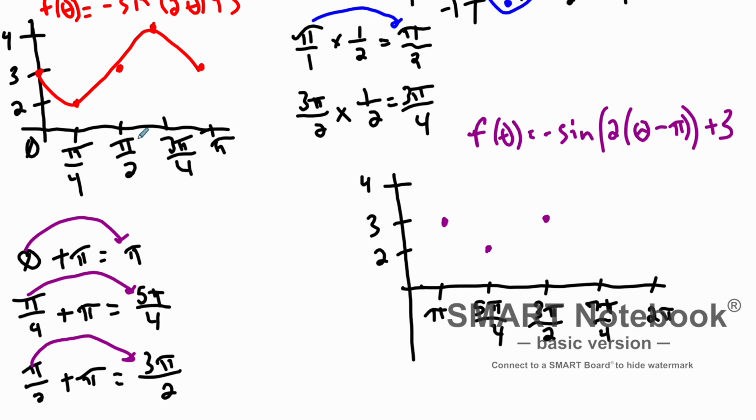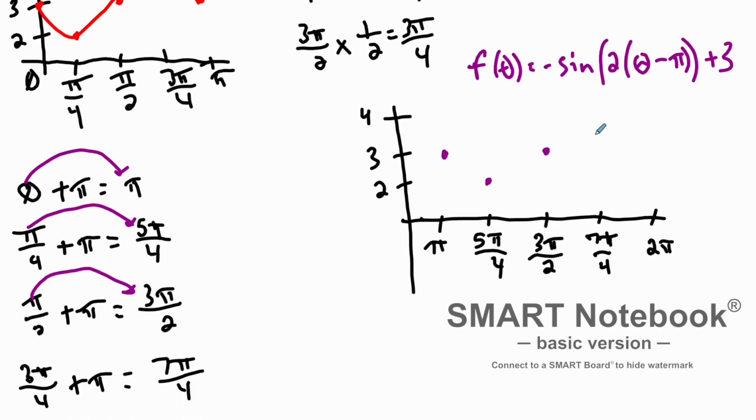3 pi over 4, 4. So the x value is 3 pi over 4, y value is 4. That gets moved over to 7 pi over 4, comma, 4. So up there. And then 2 pi, well, that came from pi over 3, so pi over 3 gets moved to 2 pi over 3. So here's our final graph.